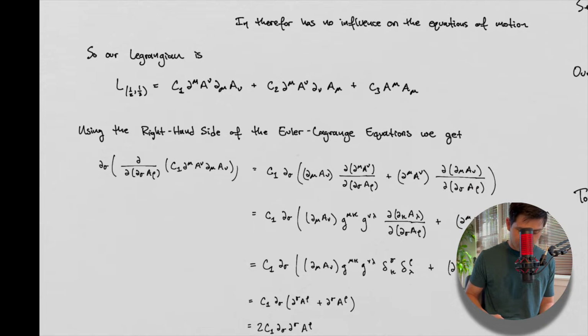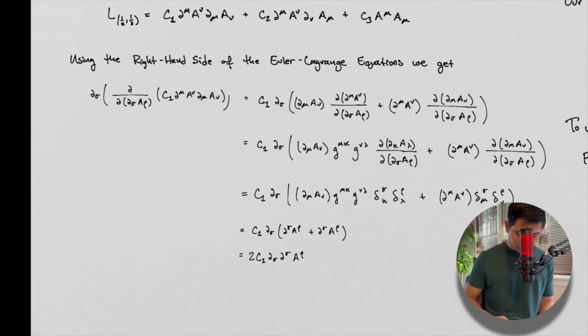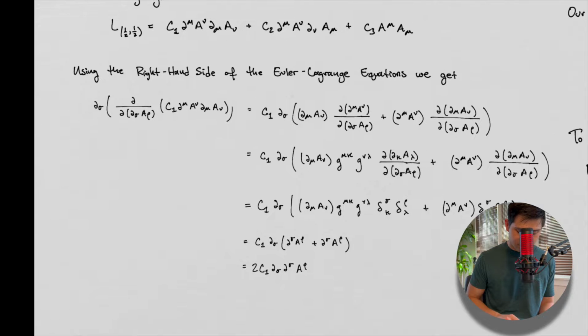But anyways, so now our Lagrangian looks like this. In our (1/2, 1/2) representation, we have a weighted sum of each of the invariant objects. Using the right-hand side of the Euler-Lagrange equations, we get all of this. So how does this come about? Let's piece this apart.